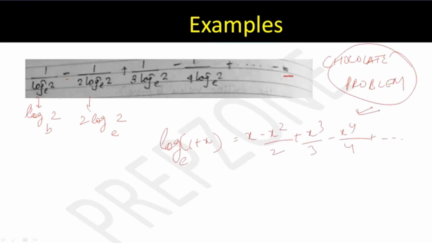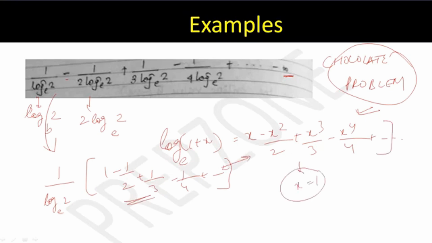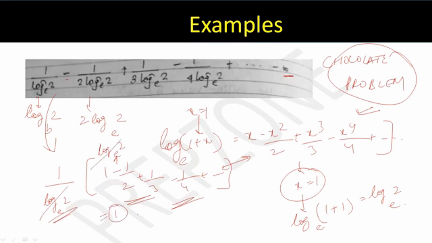So guys, let's solve this question. The answer is 1. Only one of you was able to solve this. Let's take 1 by log 2 to the base e common. This becomes 1 minus 1 by 2 plus 1 by 3 minus 1 by 4 and so on and so forth. Now guys, I can relate this to a series expansion, right? If I put x equals 1, I will directly get this expression. So if I put x equals 1, the value will be log of 1 plus 1 to the base e. This is nothing but log 2 to the base e. Hence, this value is log 2 to the base e. The denominator is also log 2 to the base e. They will get cancelled and the final answer will be 1.